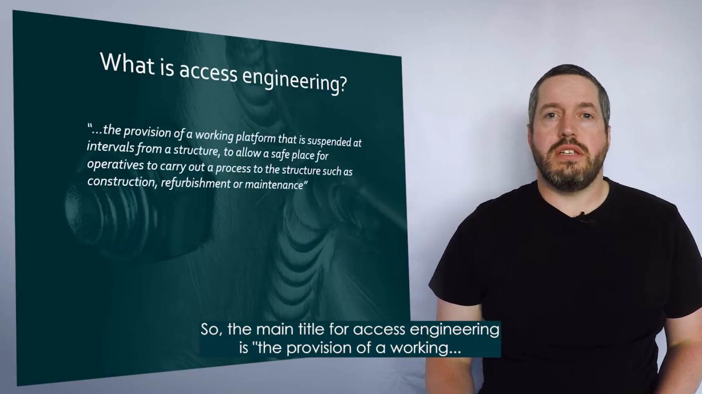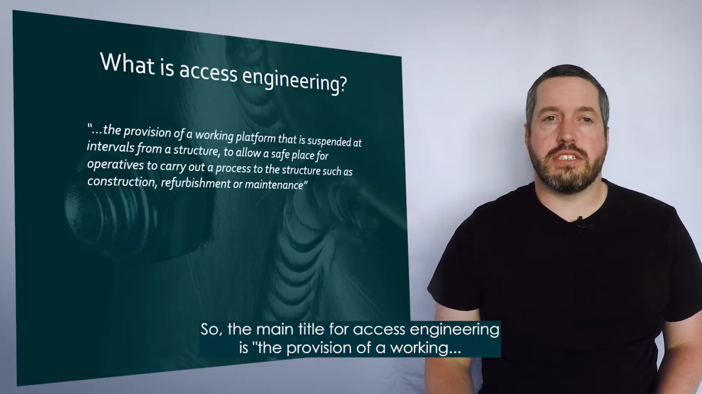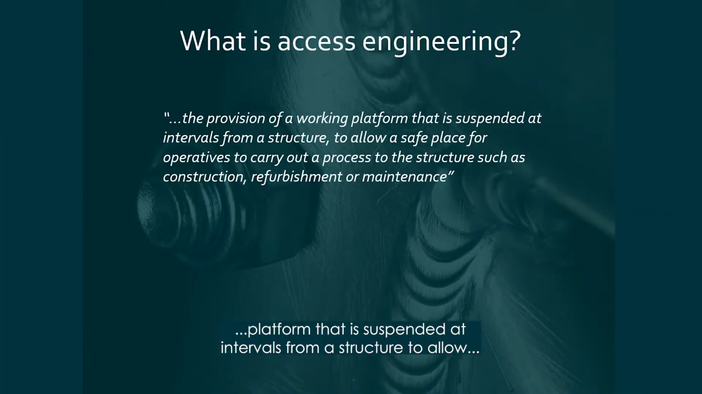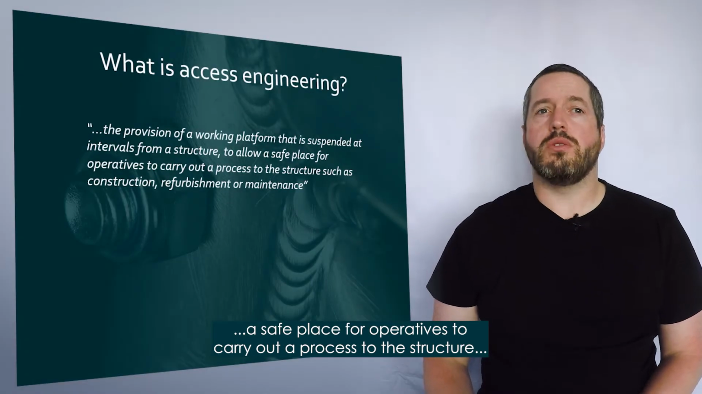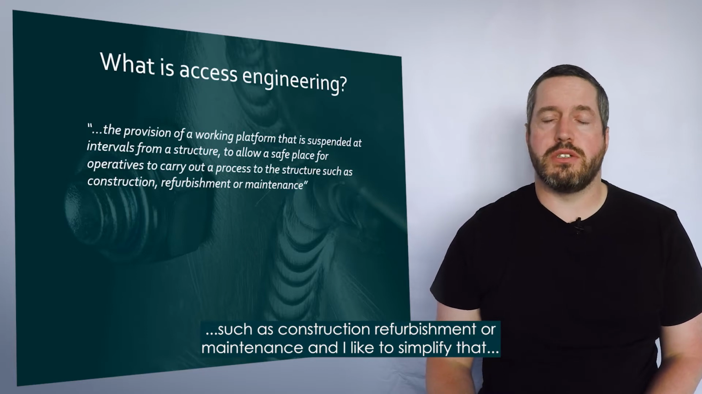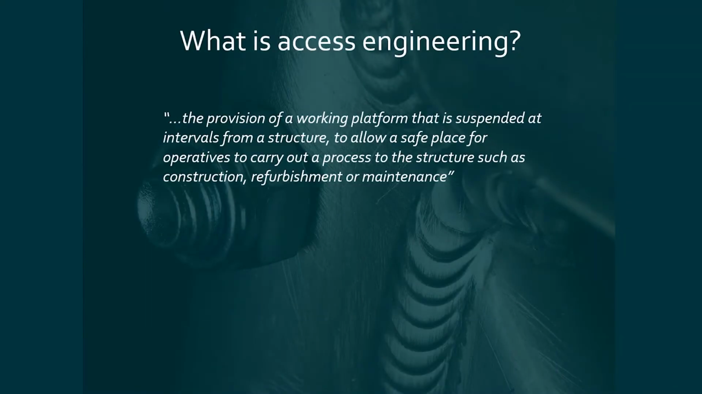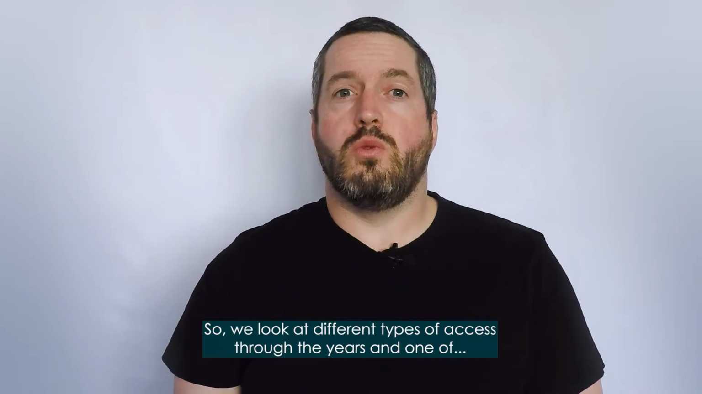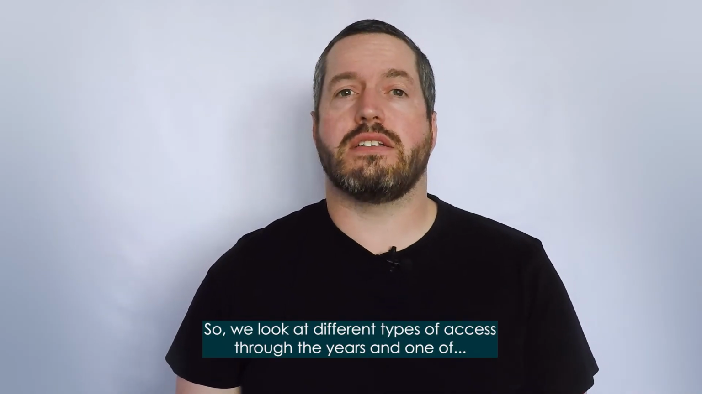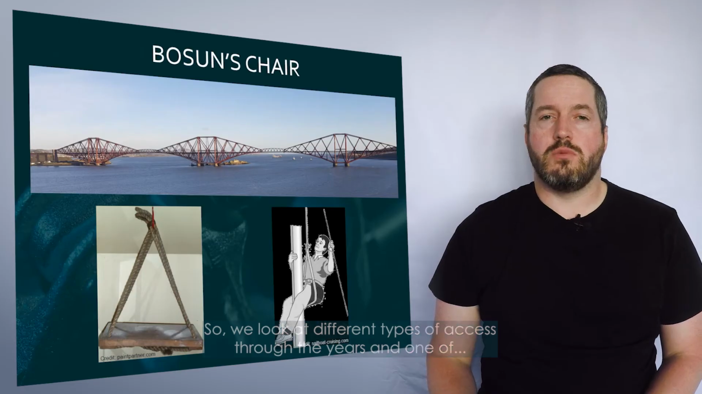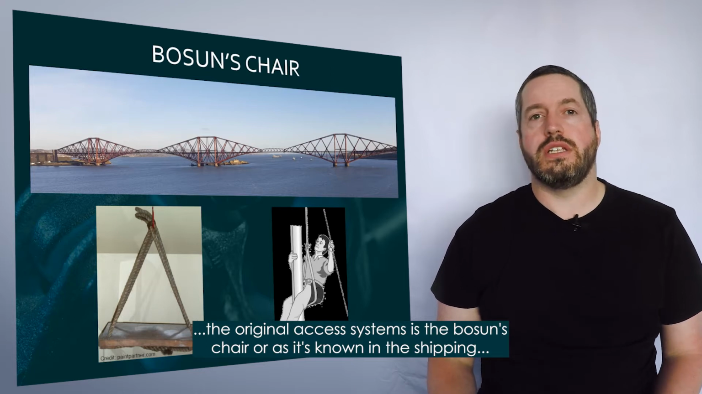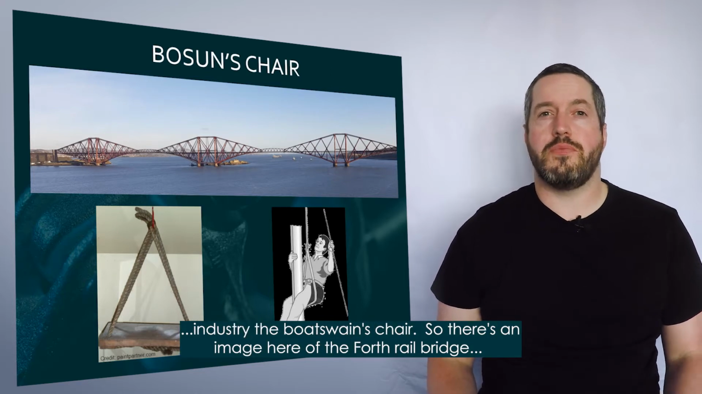So the main title for access engineering is the provision of a working platform that is suspended at intervals from a structure to allow a safe place for operatives to carry out a process to the structure such as construction, refurbishment or maintenance. And I like to simplify that and call it providing a safe place for people to work from. So we look at different types of access through the years, and one of the original access systems is the boatswain's chair, or as it's known in the shipping industry, the bosun's chair.